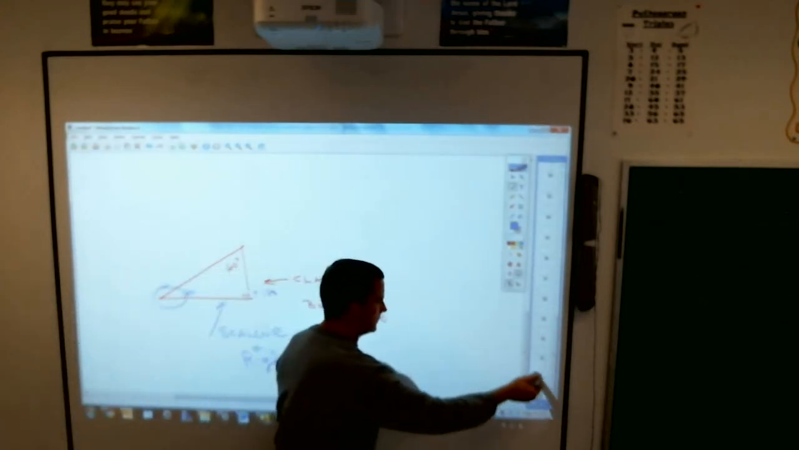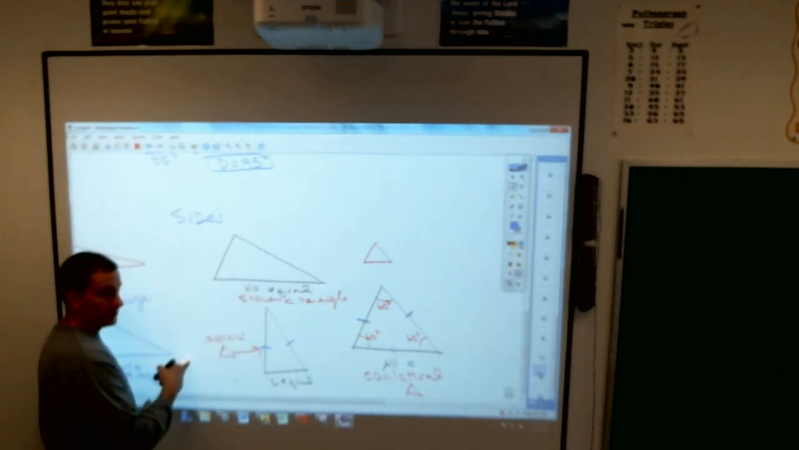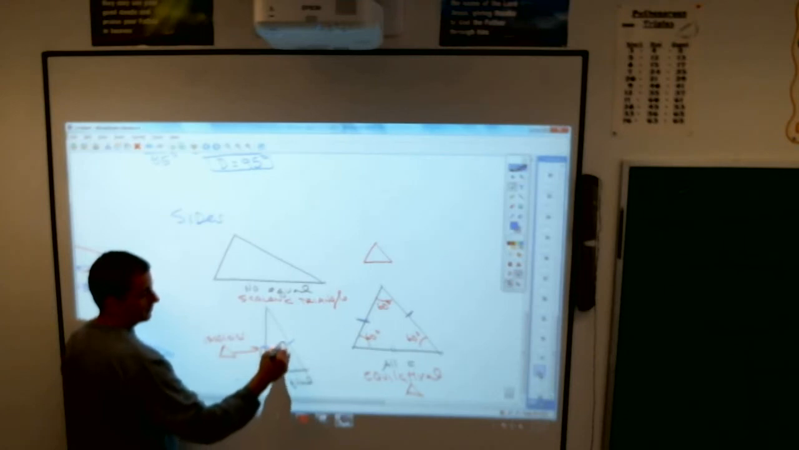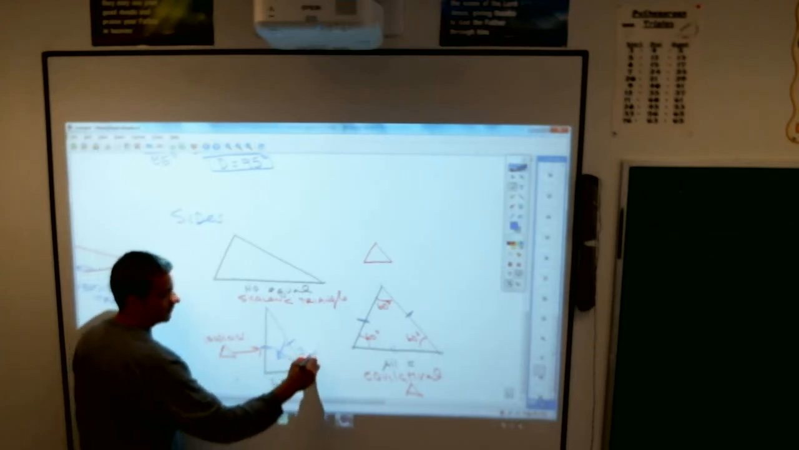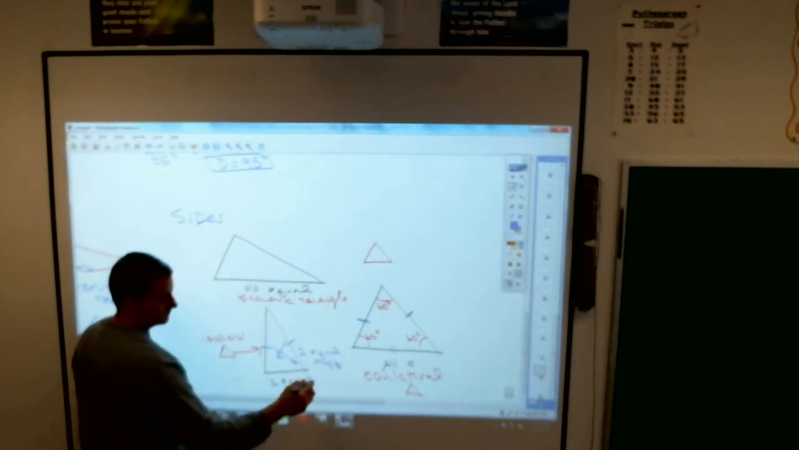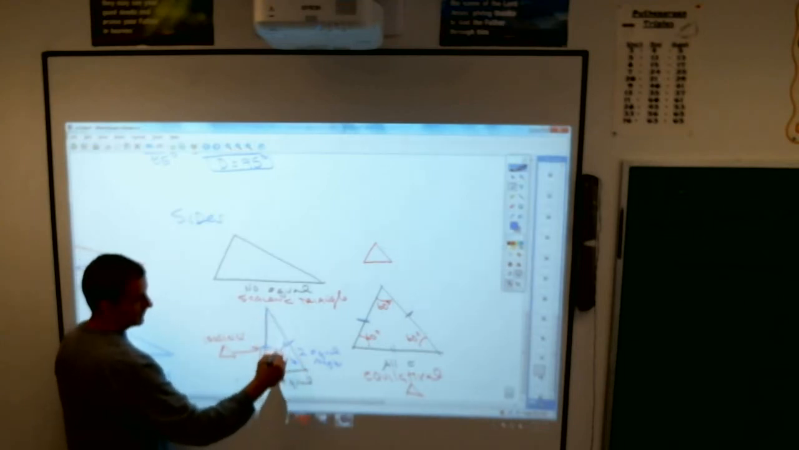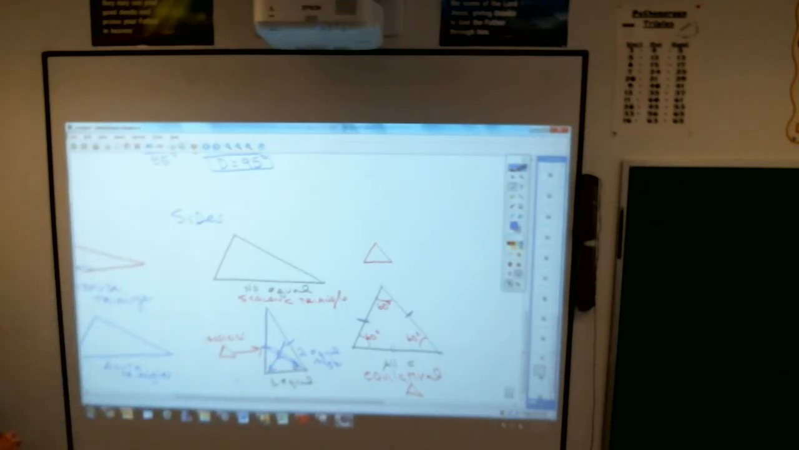Go back to your isosceles one because we probably should talk about this as well. In isosceles triangles, the one thing you need to know is that the sides opposite the equal sides also have equal angles. It has two equal angles. This side and this side are equal, so if you look at the angles opposite them, they are also equal. Just for clarification.